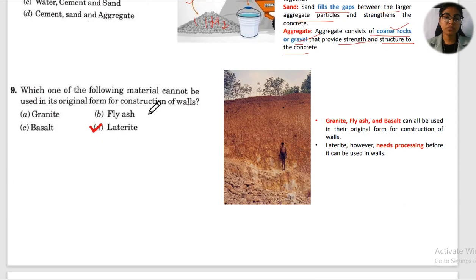Next one. Which one of the following materials cannot be used in its original form for construction of wall? Laterite cannot be used in its original form in the construction of the wall, but granite, fly ash and basalt can be used in their original form for construction of walls. Why can't laterite be used? Because it needs some processing before it can be used in a wall. So it can't be used directly.